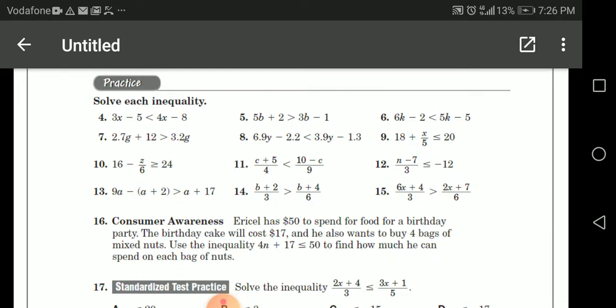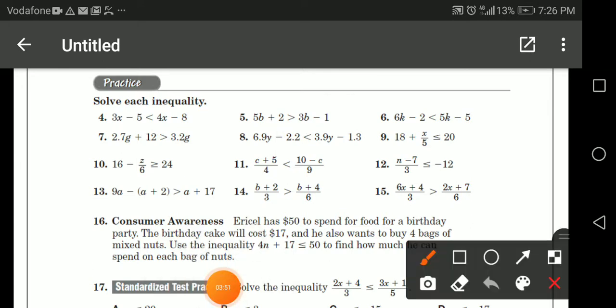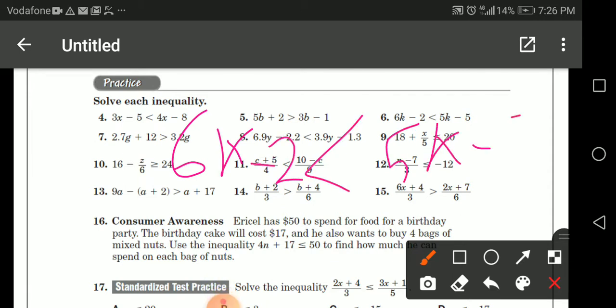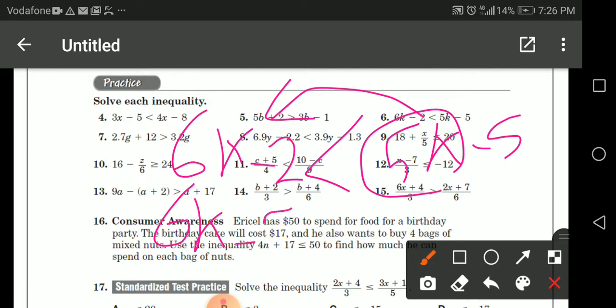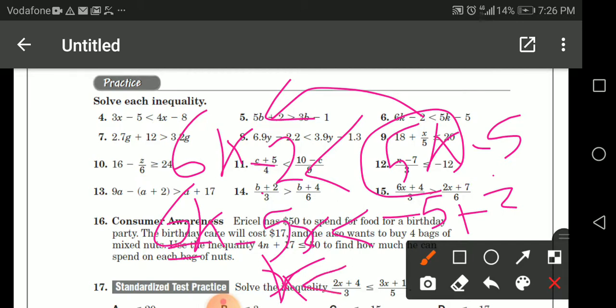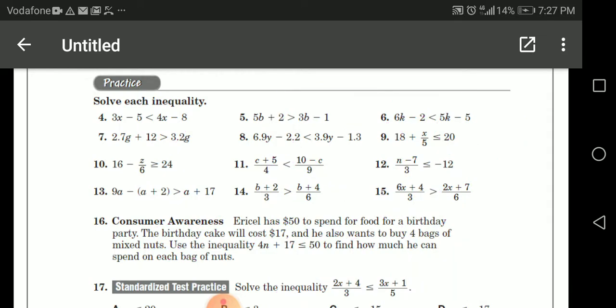Is it easy? Okay. What about this one: 6k minus 2 less than 5k minus 5. It's easy. 5k goes to the other side because I need 6k minus 5k. Negative 2 goes to the other side as positive 2. So we have negative 5 plus 2. 6k minus 5k gives me just 1k, less than negative 5 plus 2, which gives me 3 and negative. 5 minus 2 gives me 3, and then take the sign of the greater number, which is negative. So k is less than negative 3.